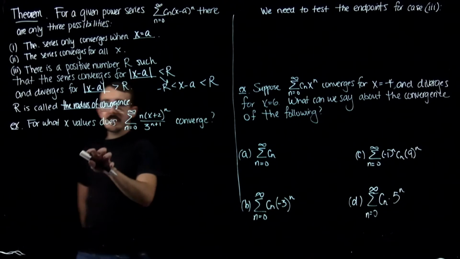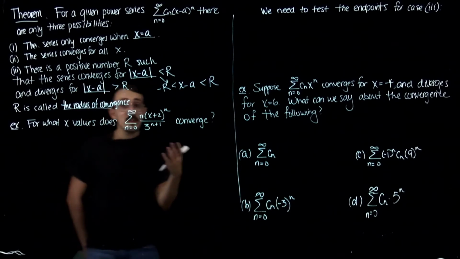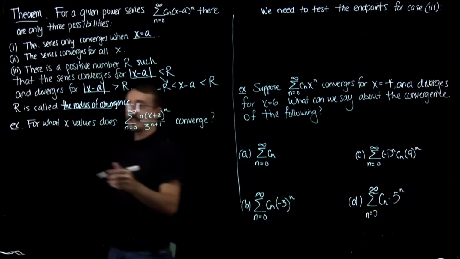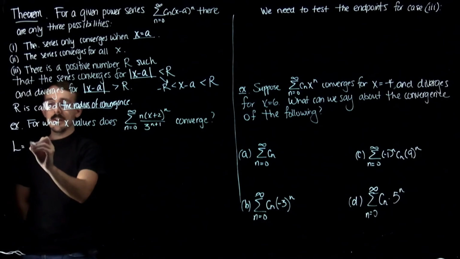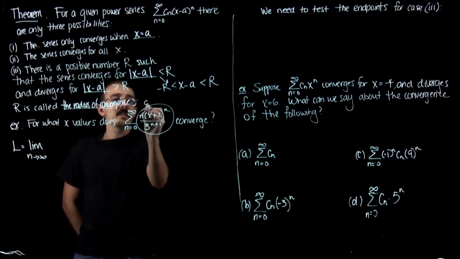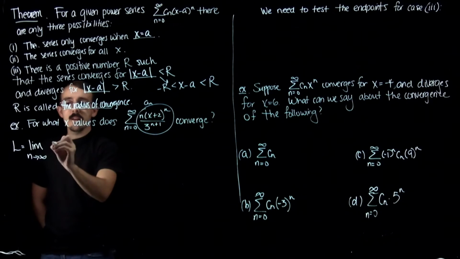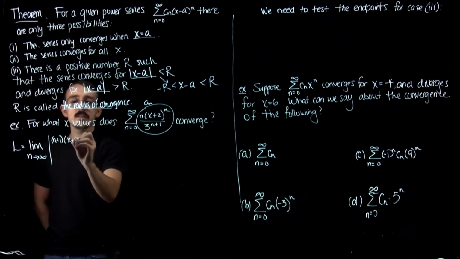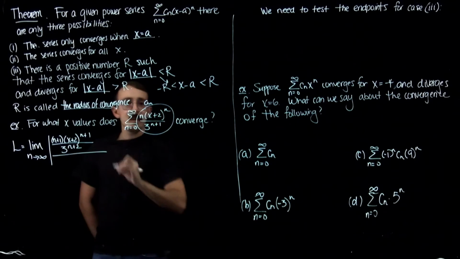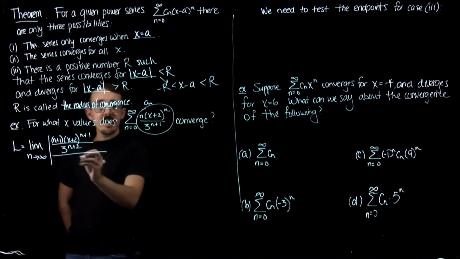So let's start with this example. It will start just like all the other problems. We're going to do the ratio test to figure out when this converges here. So let's go ahead and do that. So we have the limit as n goes to infinity. If this right here is my a sub n, then a sub n plus 1 is going to be n plus 1 times x plus 2 raised to the n plus 1 divided by 3 to the n plus 2, because I'm going to add 1 here. So that's my a sub n plus 1. And now I'm going to rewrite a sub n.